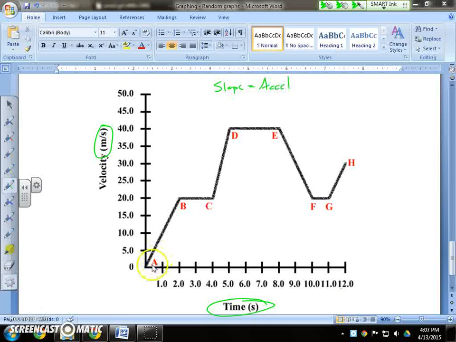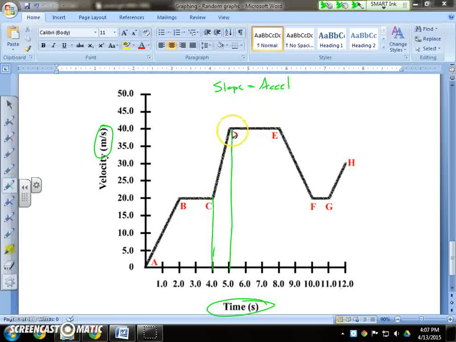So in terms of the story, this thing is speeding up from stopped to 20 meters per second, and that happens in 2 seconds. And then it stays at that constant velocity for 2 more seconds, and then it speeds up some more, accelerates again, up to 40 meters per second, and this time it does that acceleration in 1 second. We're going from 4, so 4 right there, to 5. So that acceleration is happening really rapidly.